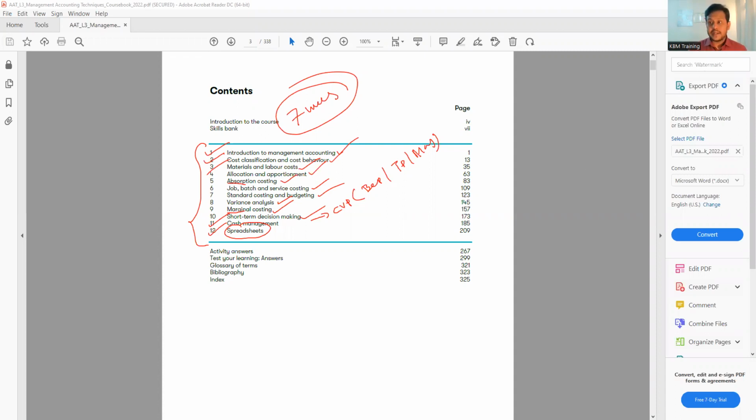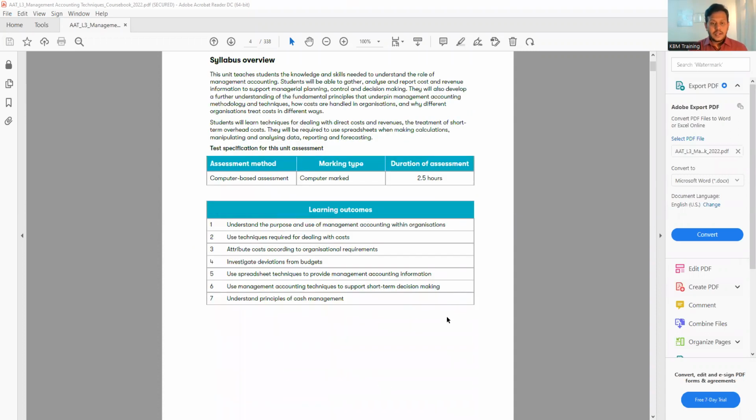Let's look at the exam criteria. The exam duration will be 2.5 hours, and it will be computer based. So if the exam is computer based, that means we'll get the result normally in 30 minutes. After the exam, within 30 minutes, we'll get the result. And duration of the assessment, 2.5 hours.